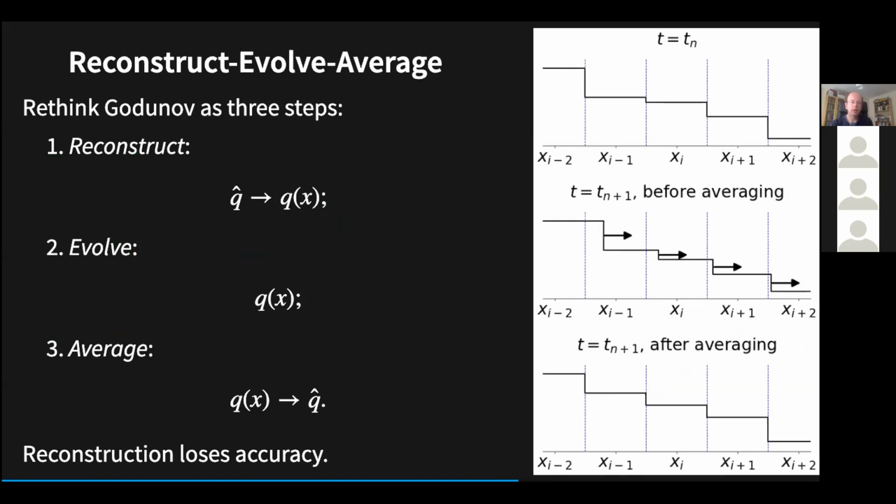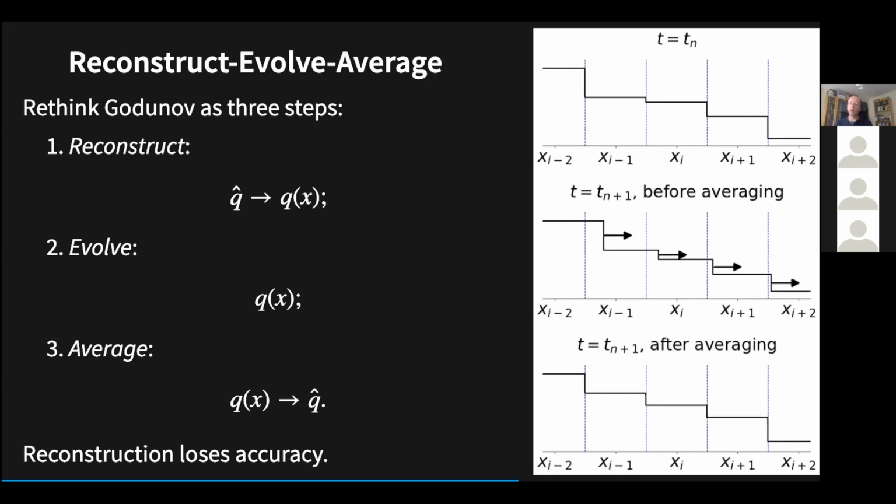So we're going to rethink the Godunov method as introduced before. And we're going to now think of it in terms of a three-step process as illustrated by the figure on the right. So the first step in the Godunov method is to start from our cell average solution and then impose what the structure of the solution is, that within each cell the solution is constant.